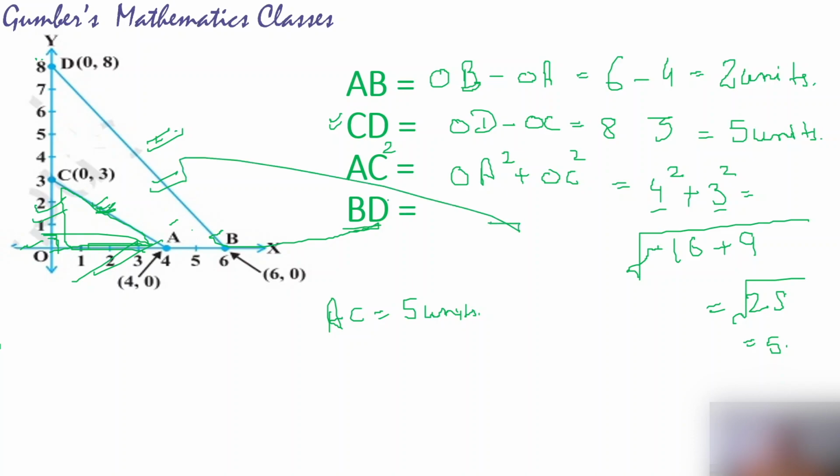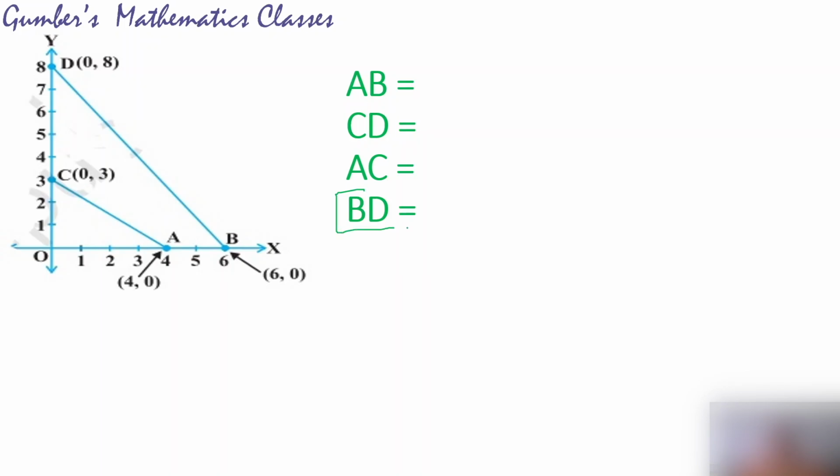And here also we'll be getting, let's rewrite it. Let me erase this very first, make the screen clear. Now we are supposed to find BD square.